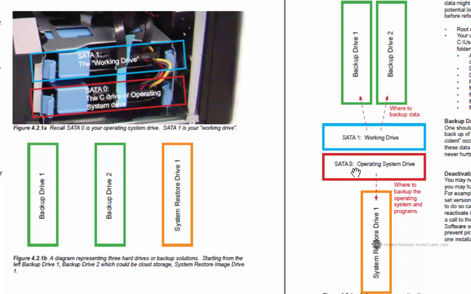And then down here we have the SATA 0 operating system drive. This is where I would create a system restore image onto this orange box here, which indicates where I would make a copy of my operating system, so I don't have to reinstall all of my programs if my operating system drive dies or is eaten by a virus.